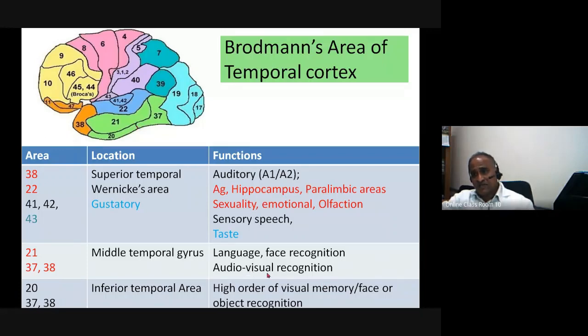Already the face and object recognition is started in number 21, and 20 is the most specific site. That is the Brodmann area for the temporal cortex. And broadly, I have mentioned the functions. So that means any destruction or any damage may alter all these components of the functions.